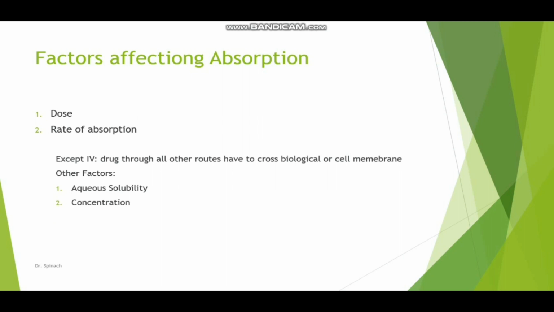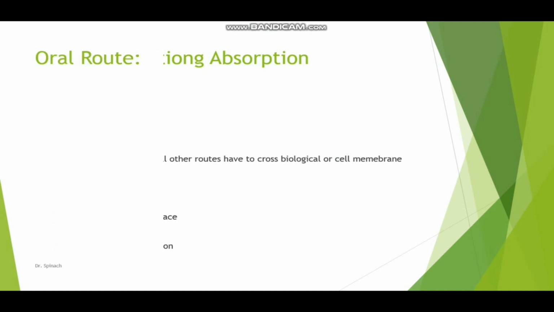Concentration. In cases of passive diffusion, the drug given as concentrated solution is absorbed faster than from diluted solution. Area of absorbing surface. Larger the surface area, faster is the absorption. Vascularity of the absorbing surface. More vascular is the organ, faster is the absorption. Finally, the routes of administration. This affects drug absorption because each route has its own peculiarities.